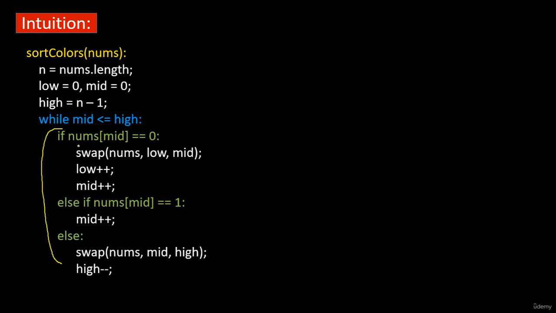Okay, here if the middle pointer points to the element 0, then we're swapping the value at low and middle pointer. Then we're moving low and middle pointer to the next element. Else if we're checking if the middle pointer points to the element 1, we're moving the middle pointer to the next element. If this condition is false, that means the middle pointer is pointing to the element 2, because we have only 0s, 1s, and 2s in our array. If the if statement and else if statement evaluated false, that means our current element is 2. If the current element is 2, we're swapping the value at middle and high pointer, and we're moving high to the left.